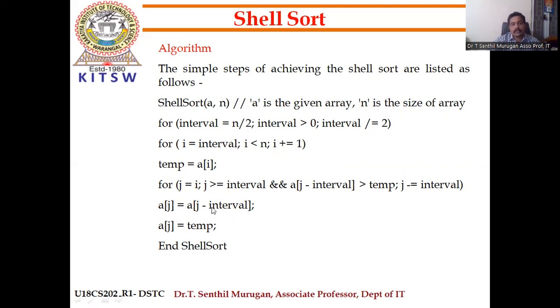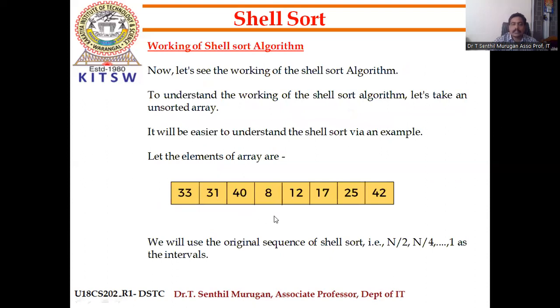So what you have to do is assign the value a of j minus interval. Initially, whatever the values are there, we take that value and it will be assigned to a of j. Then temp is also assigned to a of j. Finally, it will be swapped. You can understand this easily with the example.